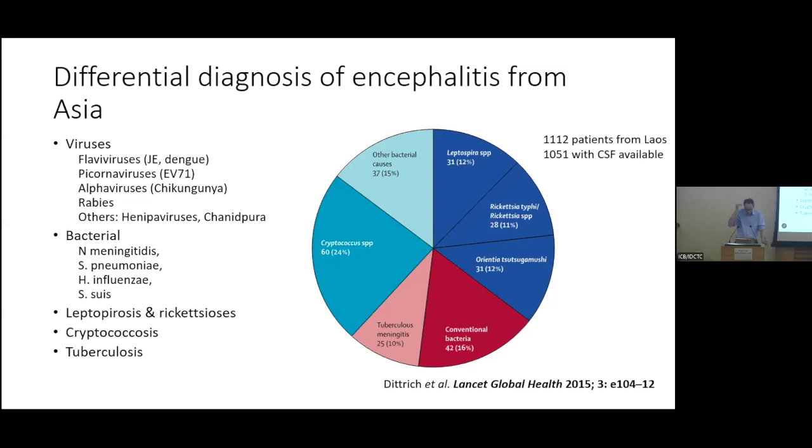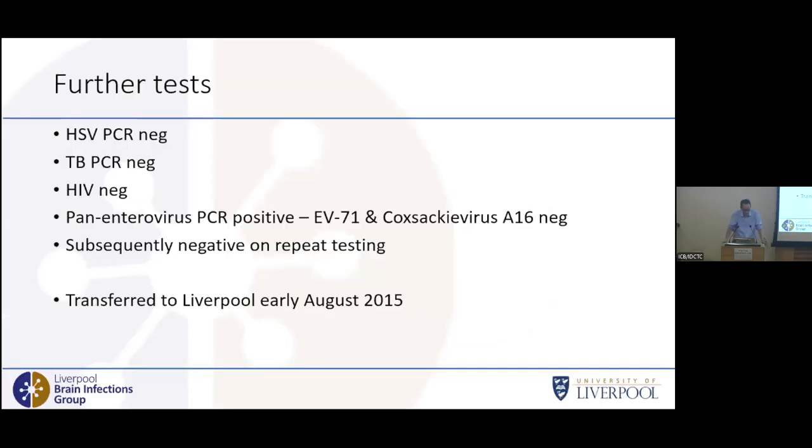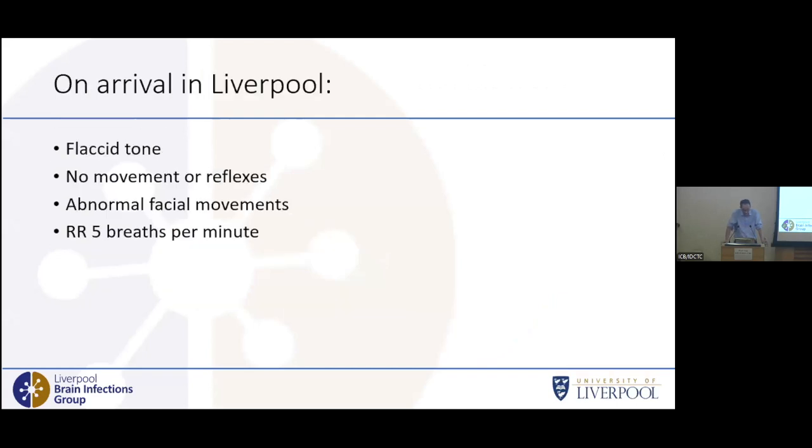Okay. She had some tests. These tests were negative for herpes virus, for some bacteria, for enterovirus. Again, enterovirus worth thinking about because she had this paralysis. And then she came to Liverpool where we found she had flaccid paralysis.